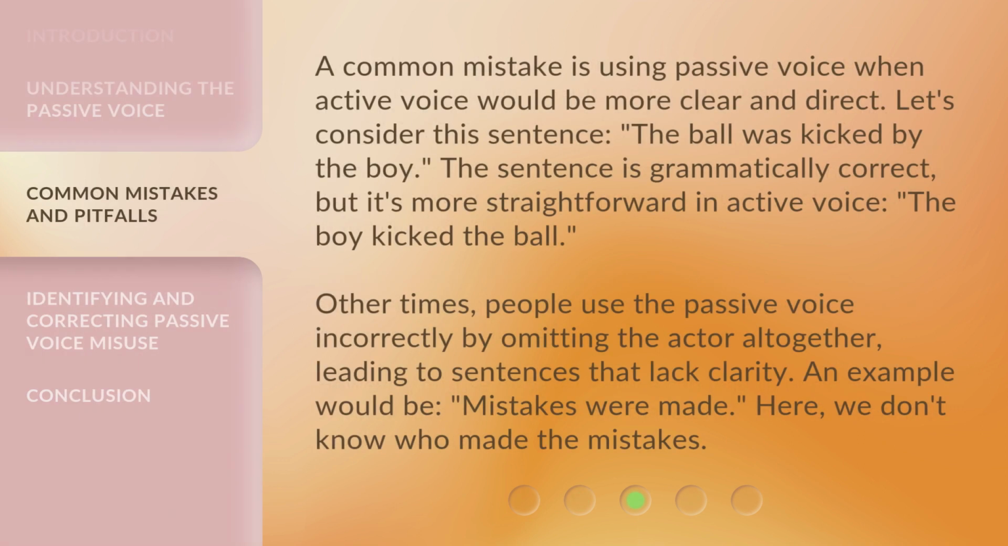A common mistake is using passive voice when active voice would be more clear and direct. Let's consider this sentence. "The ball was kicked by the boy." The sentence is grammatically correct, but it's more straightforward in active voice. "The boy kicked the ball." Other times, people use the passive voice incorrectly by omitting the actor altogether, leading to sentences that lack clarity. An example would be, "Mistakes were made." Here, we don't know who made the mistakes.